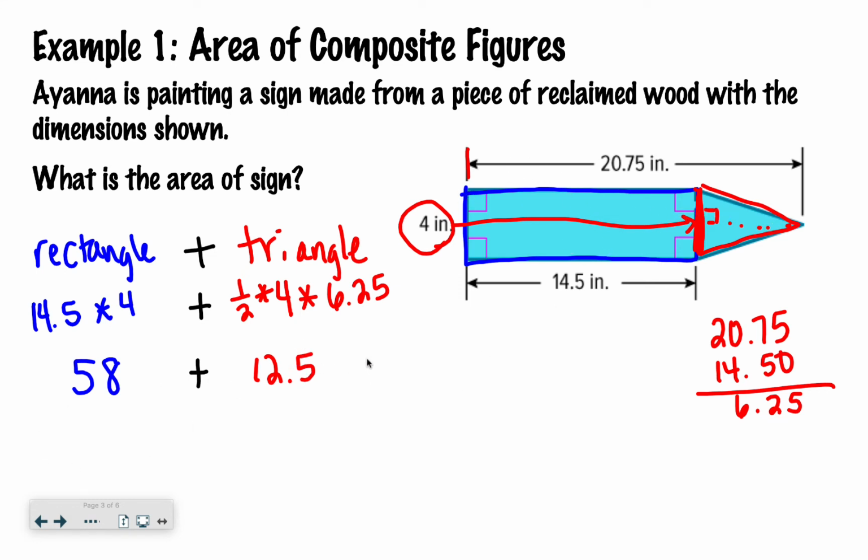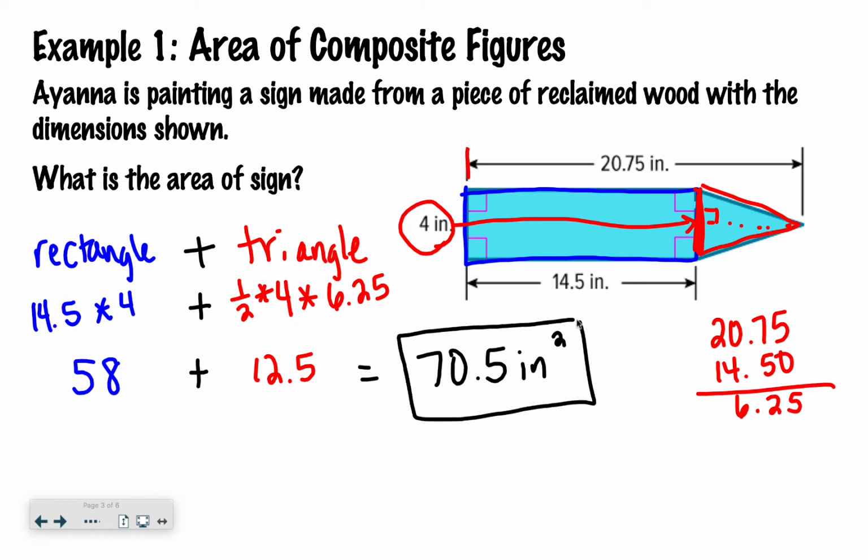So if I do 58 plus 12.5, I'm left with 70.5, and then I need to label it. So I have inches, and area we use squared. So that's how I'd find the area of this first figure here.